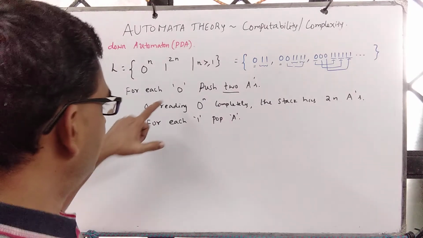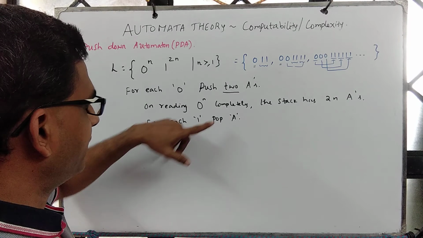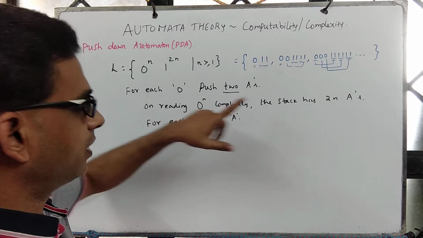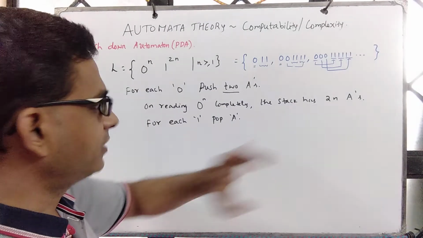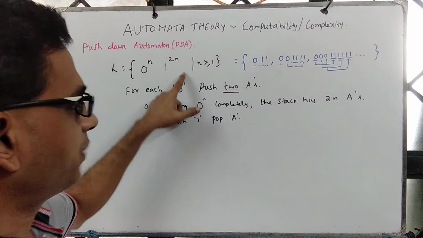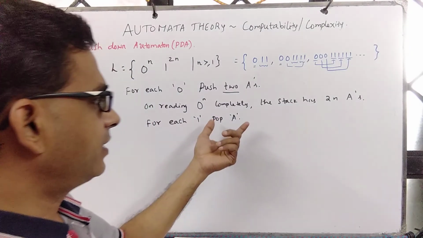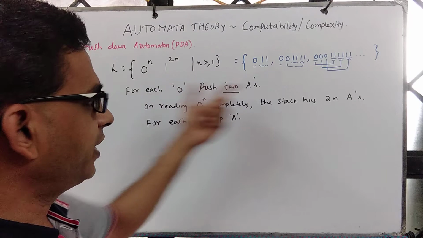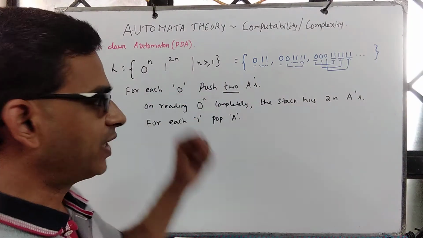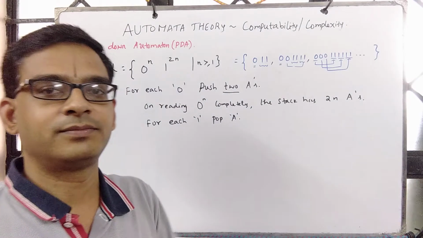So the idea is this: for each 0 you push 2 A's, which means when we complete reading all zeros, there will be 2n A's. Now when you start scanning 1, for each 1 you pop 1 A out. If it is a valid string, there will be 2n A's on the stack and 2n 1's on the input. There is a match, accept.